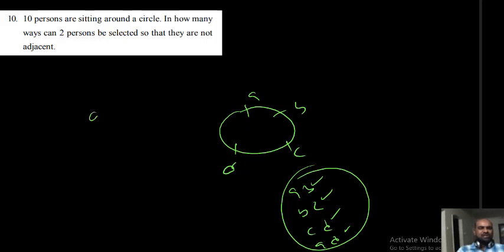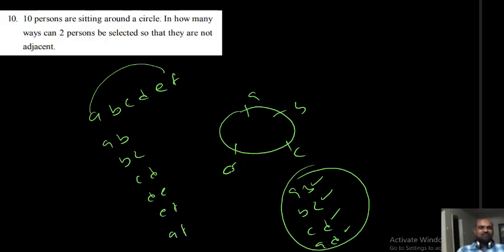For example, A, B, C, D, E, F given, 1, 2, 3, 4, 5, 6. We want to select 2 of them so that they are adjacent. Linearly what I wrote is A, B, B, C, C, D, D, E, E, F. But circularly, A and F are also adjacent. A here and F here only. In circular sense, A and F are also adjacent to one another. That's why in circular sense, I can say 6 ways.